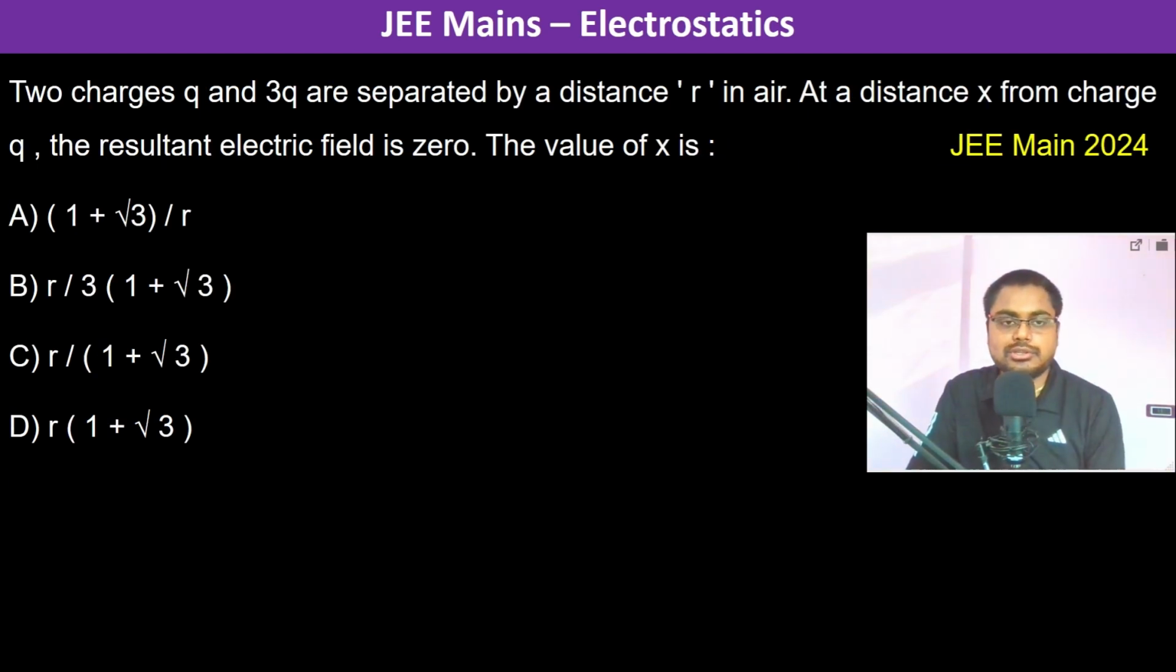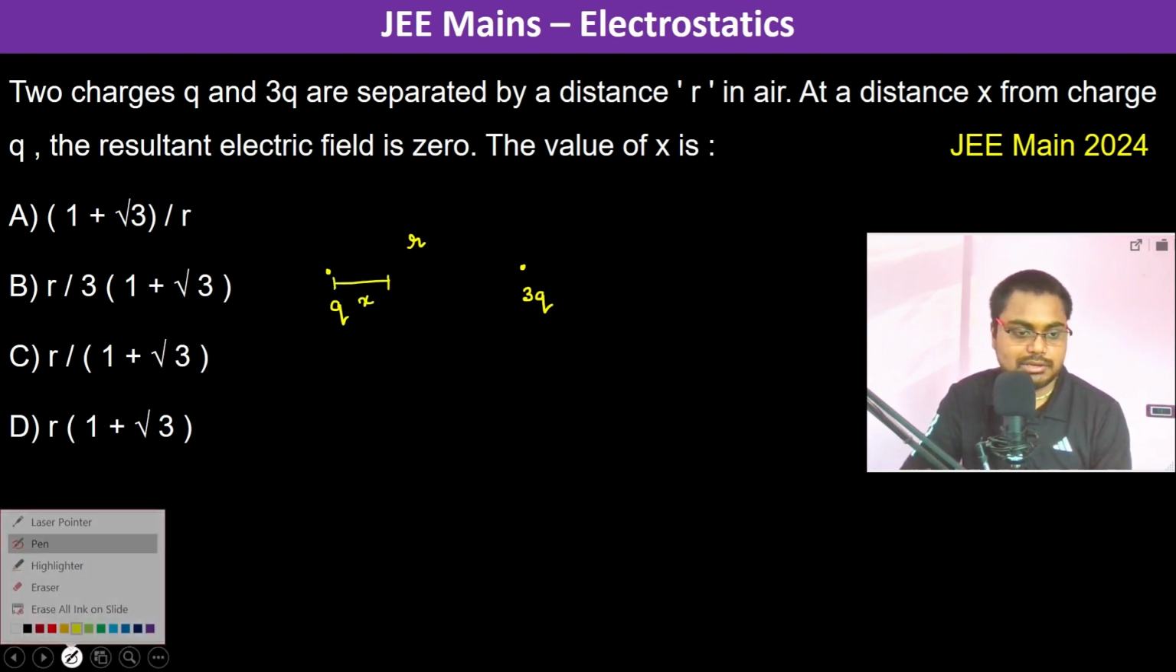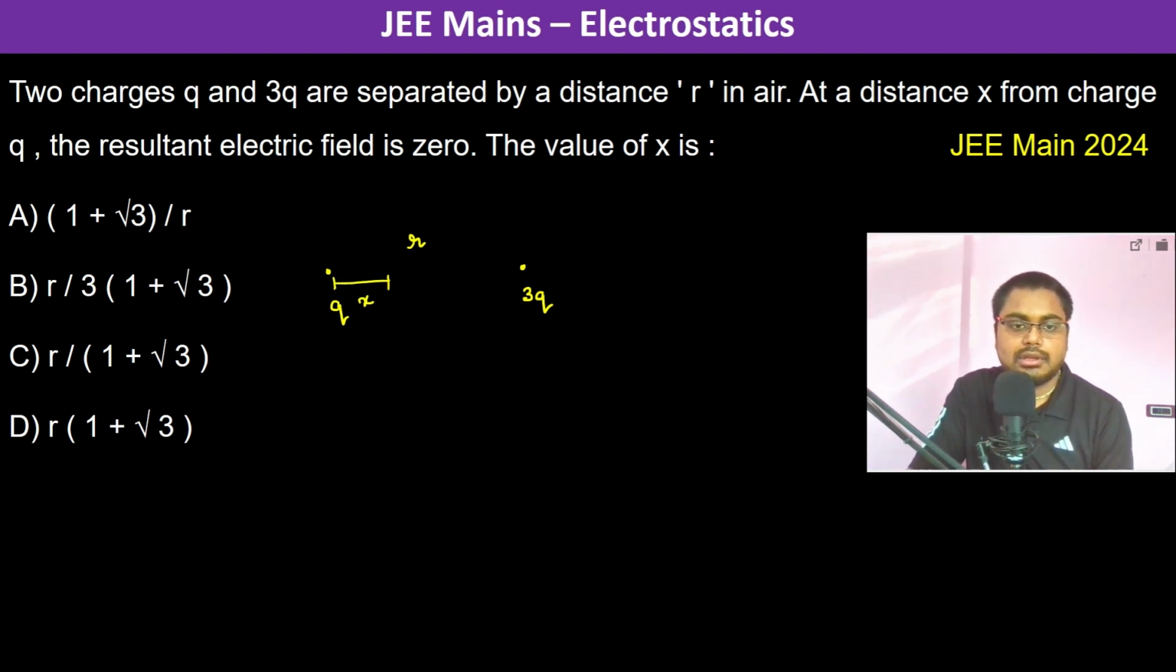Two charges q and 3q are separated by a distance r in air. This is q and this is 3q, and they are separated by a distance of r in the air. At a distance x from charge q, the resultant electric field is 0. The value of x is, okay, so this should be x, because the electric field, if you see, from q it's going to be like this, from 3q it's going to be like this.